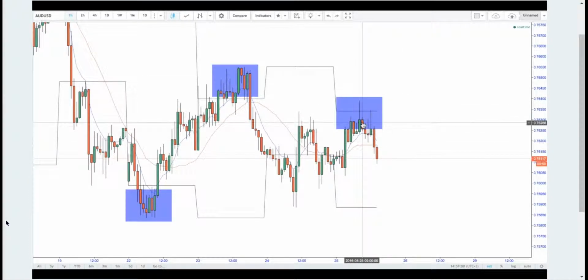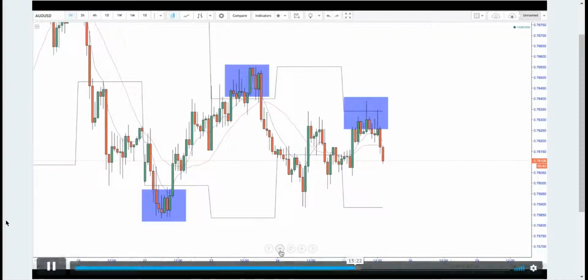So you can see here we have a 3 pin formation, 1, 2, and 3. Your entry would have been at the close of the third candle here, and you would have been in profit. Your stop loss again is 15 to 30 pips above. So in the case of this over here, this is accumulating positions.